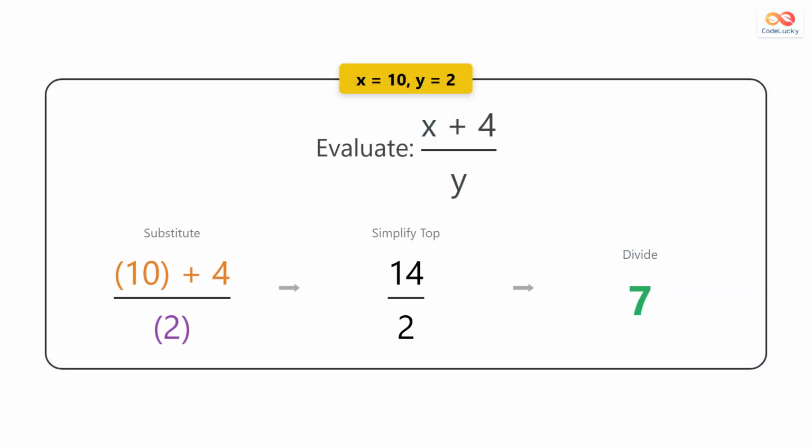Here is a fraction example. Evaluate x plus 4, all divided by y, when x equals 10 and y equals 2. First, substitute 10 for x and 2 for y. Simplify the top part first. 10 plus 4 is 14. Now divide 14 by 2. The answer is 7.